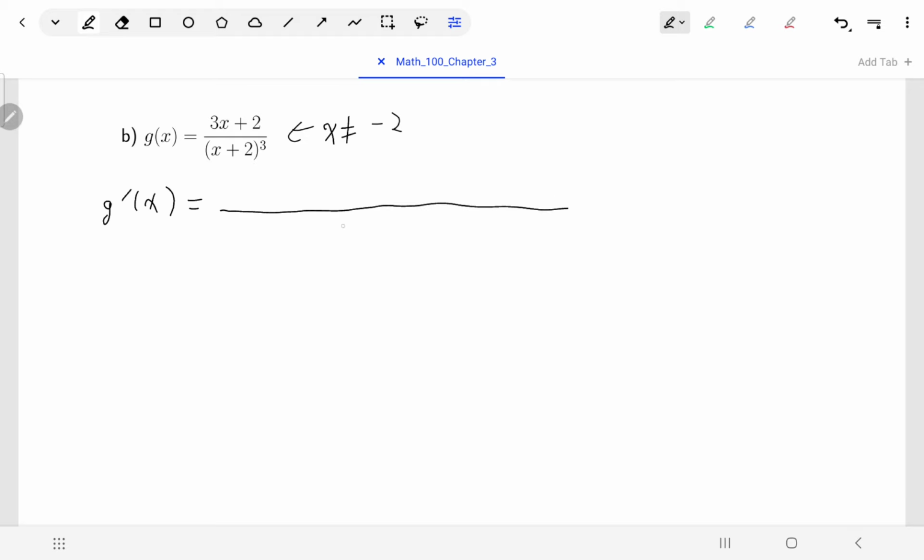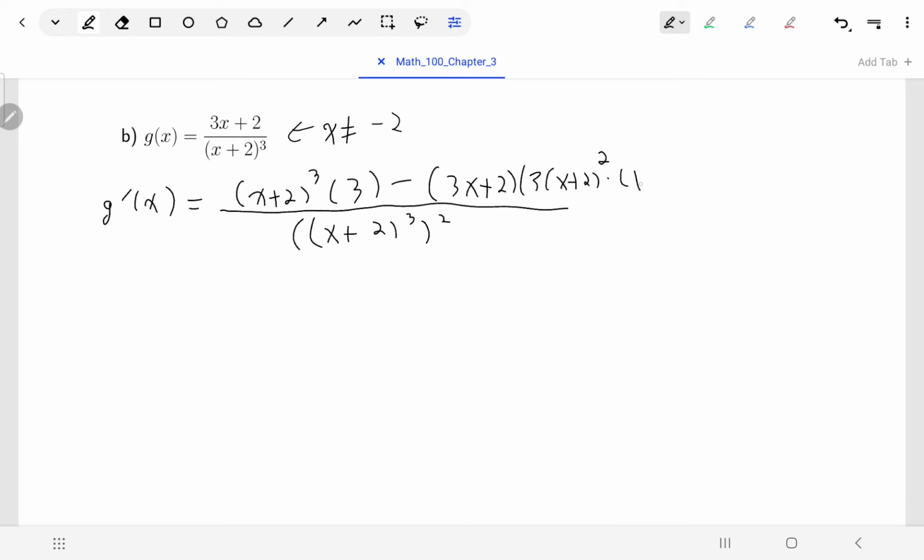Finding our derivative, the bottom is going to get squared. And then the bottom comes up as it is. And the derivative of the top, the derivative of 3x plus 2 is just 3, minus the top as it is, and then times the derivative of the bottom. And so for the bottom, we're going to do a little chain rule moment. The power comes down. The power gets reduced by 1. And then the derivative of the inside, the derivative of x plus 2 is just 1.